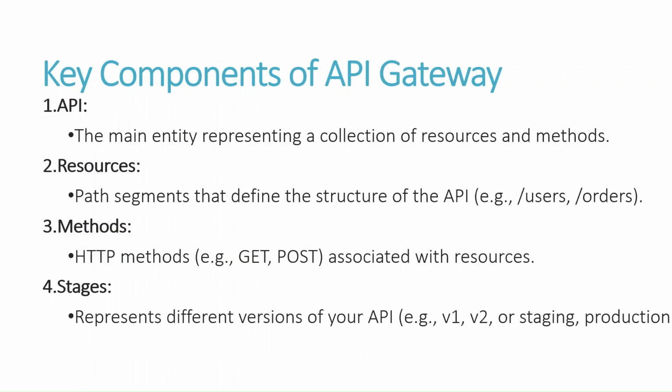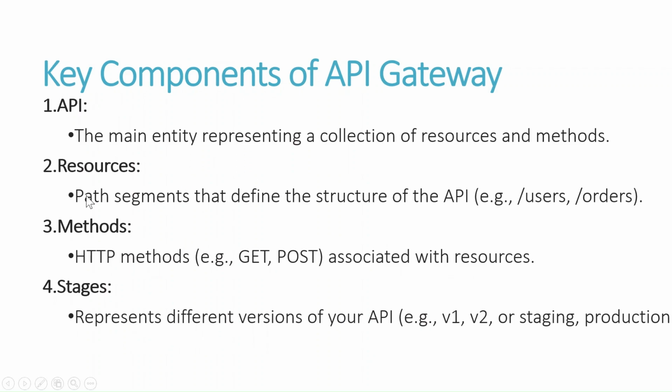Now let's see what are the key components of AWS API Gateway. So firstly, API. The main entity representing a collection of resources and methods. The main entity in API Gateway that organizes everything. Think of it like a blueprint for your application that defines how users can interact with your backend. For example, your API might manage user accounts or process orders.